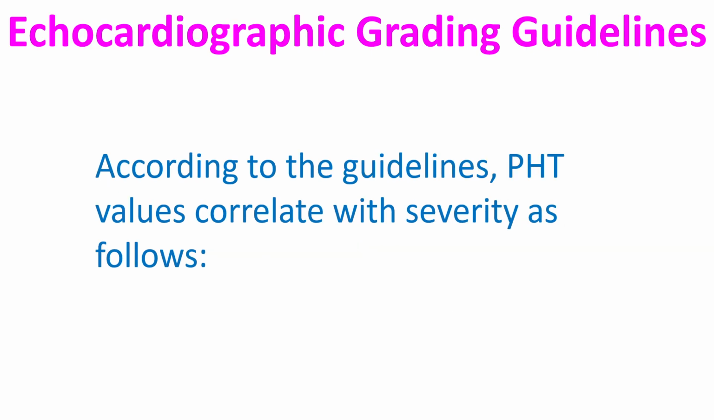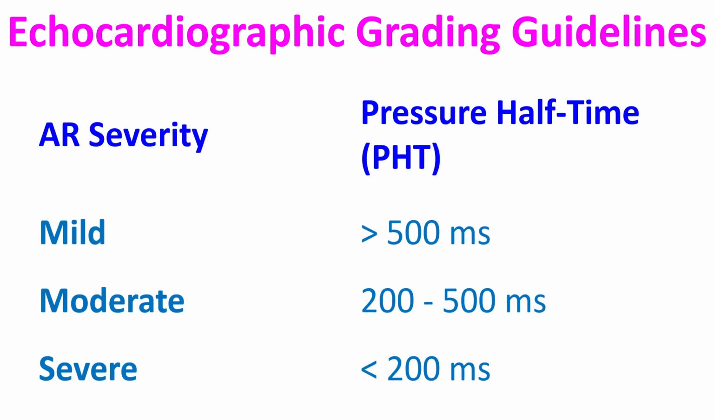According to the guidelines, PHT values correlate with severity as follows. Mild AR, PHT more than 500 milliseconds. Moderate AR, 200 to 500 milliseconds. And severe AR, less than 200 milliseconds.